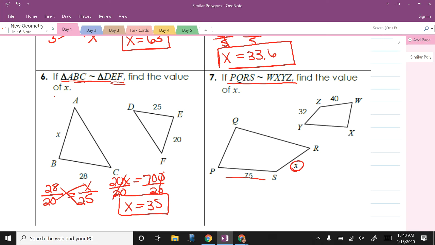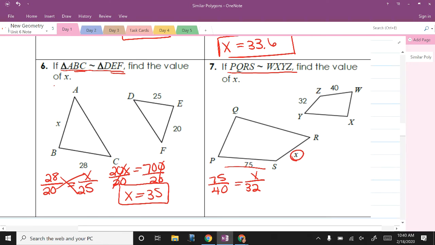Y'all see that? So I'm going to say 75 over 40 equals, X is in the big quadrilateral, over what does it correspond with? And I'm going to double check. Does RS correspond with ZY? Yes. Okay? Because sometimes they might tell you all of the side measures. And so you have to make sure you set up corresponding with corresponding. Does that make sense? Okay. So make sure you always double check with your similarity statement.